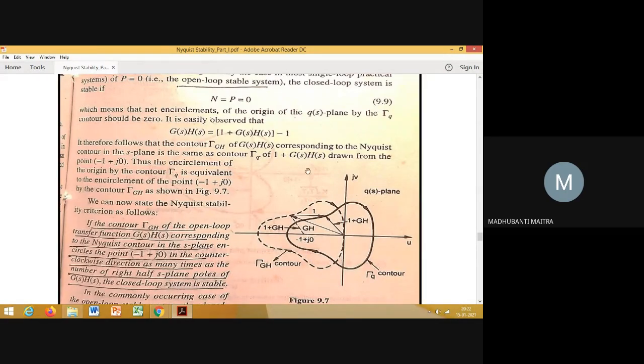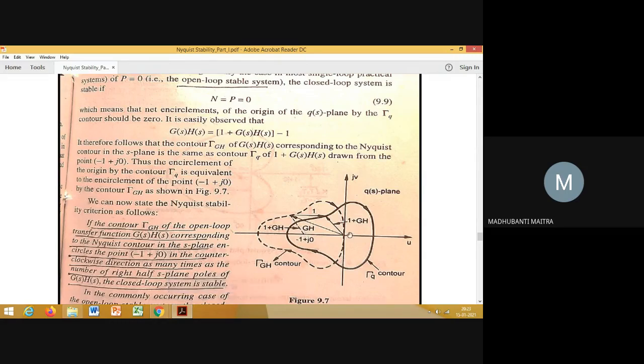But we don't place the imaginary axis at this particular point. We draw the imaginary axis here, and this we call the critical point. On the GH plane, we'll get a contour tau GH, whose shape will be identical to the shape of the Q(s) plane contour, because 1 + GH - 1 is simply GH. So we'll draw this contour and label the plane as the GH plane, but will not draw the imaginary axis at this point. Instead, we'll call this point the critical point.